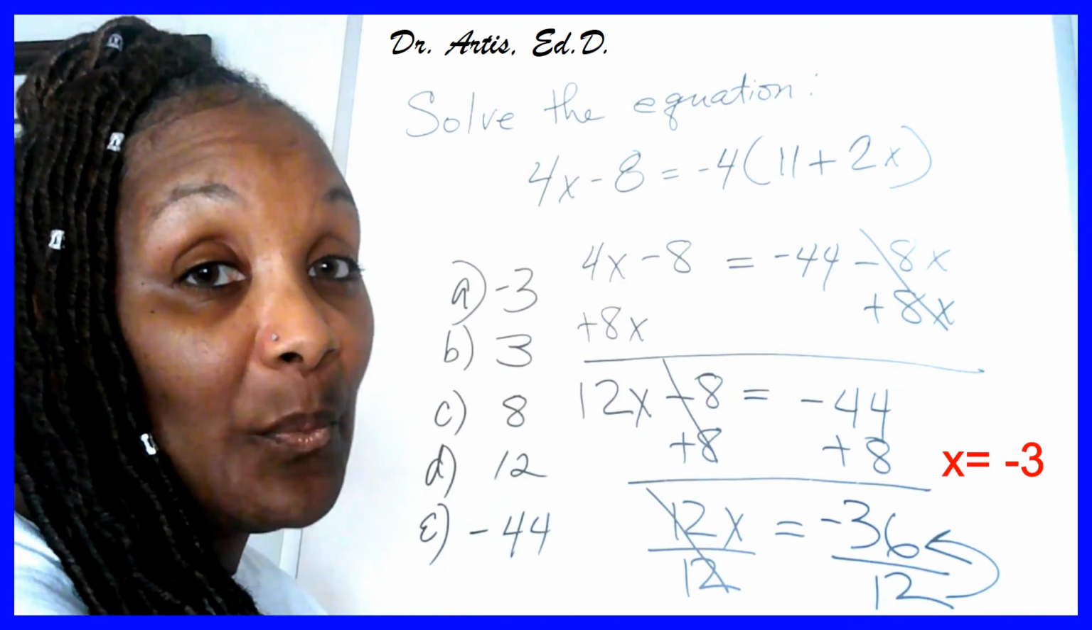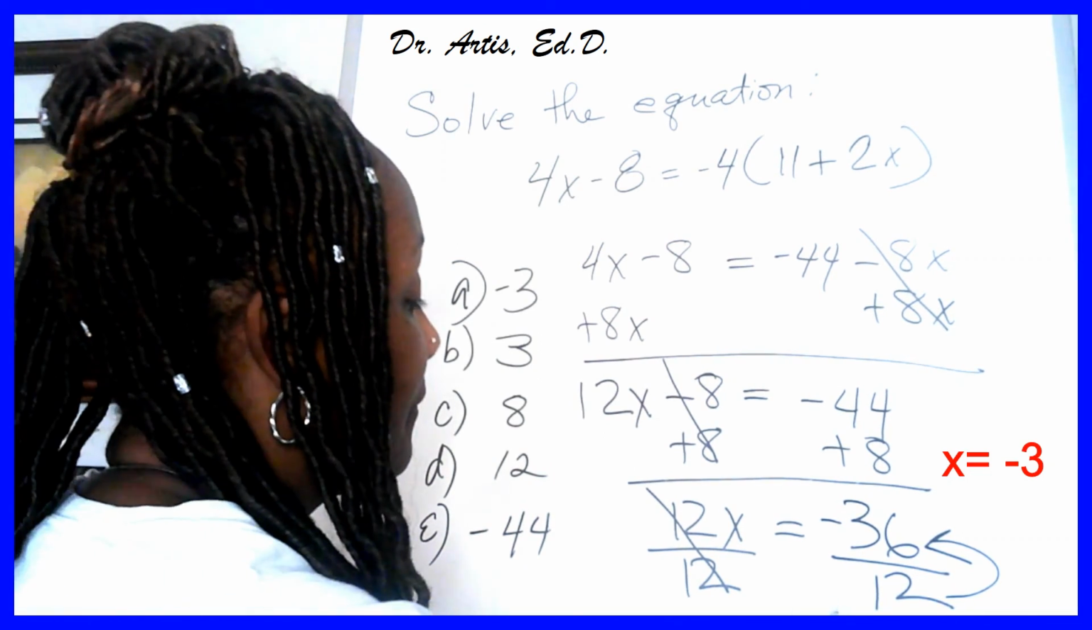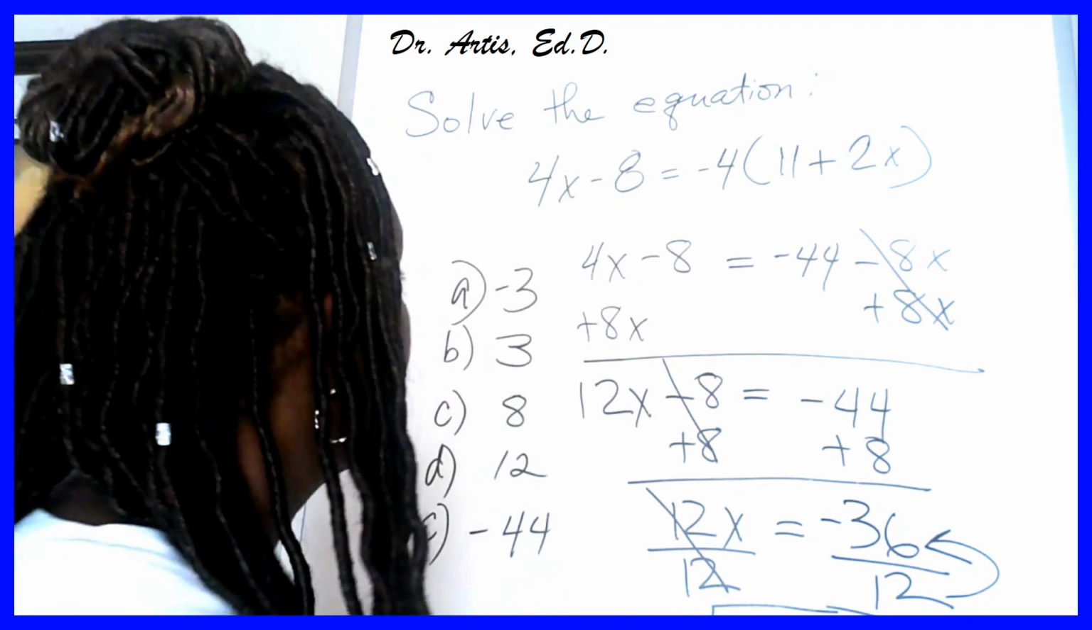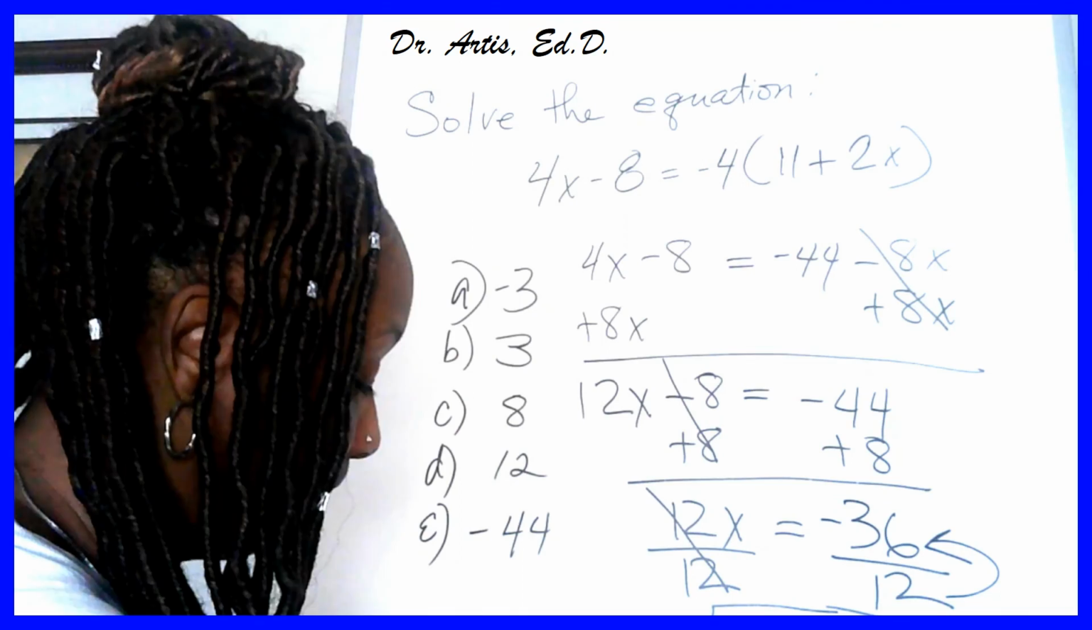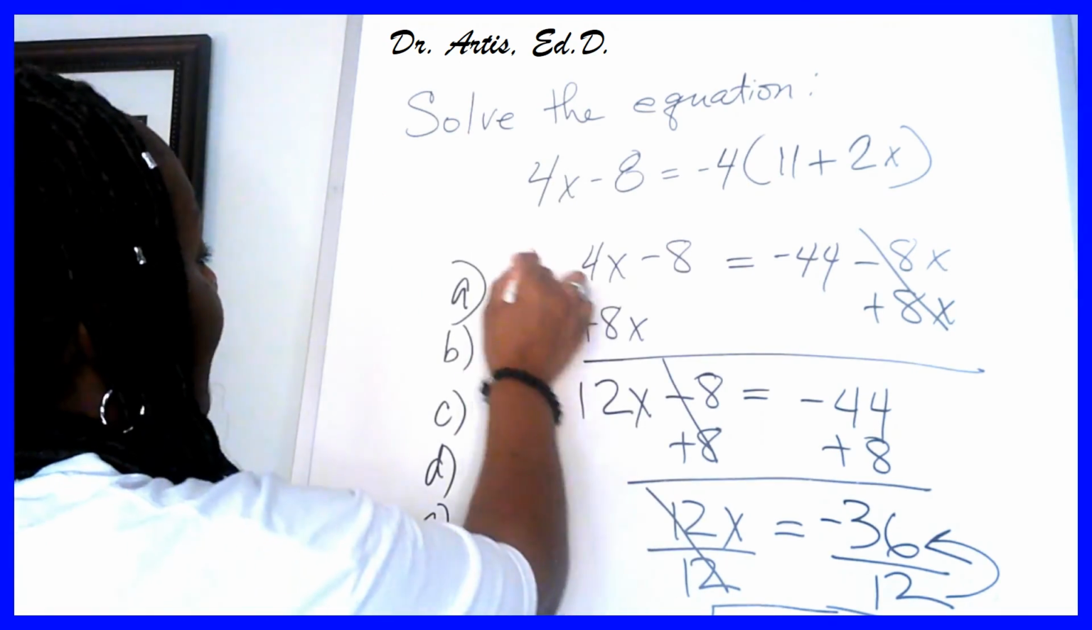So the value that we have for x is negative 3. And now we can come over here to our options, and we see that option A, in this case, is the correct answer.